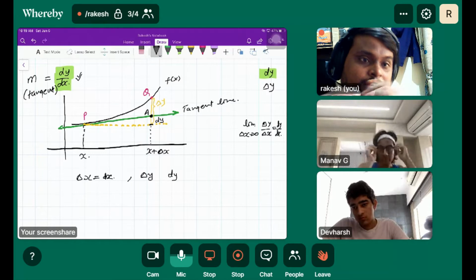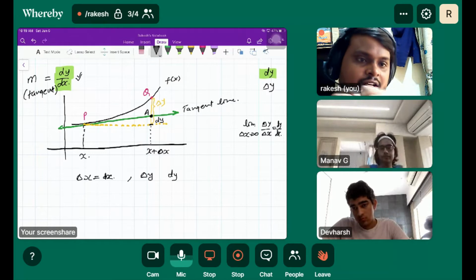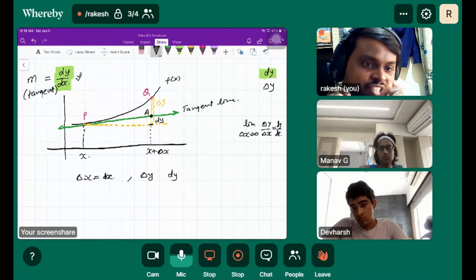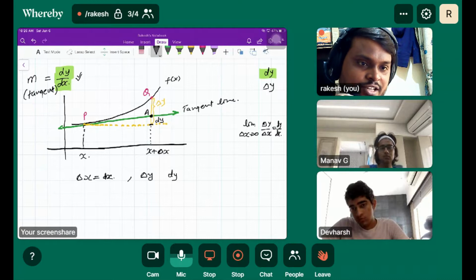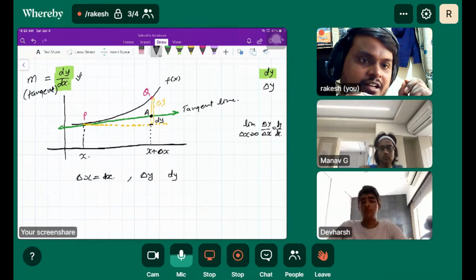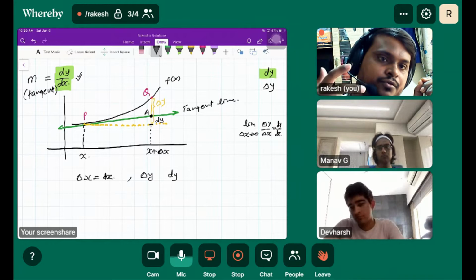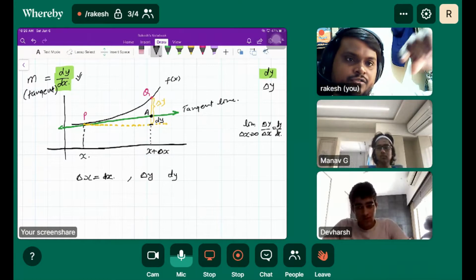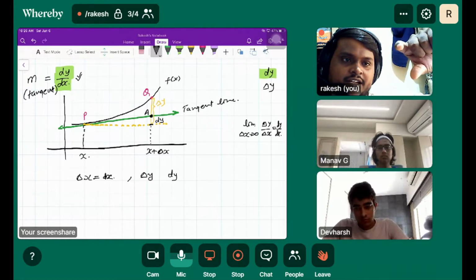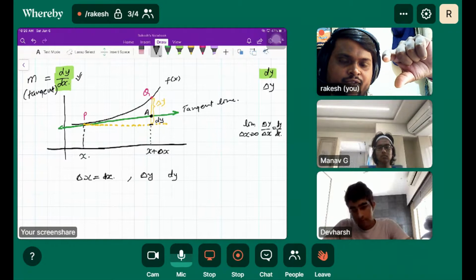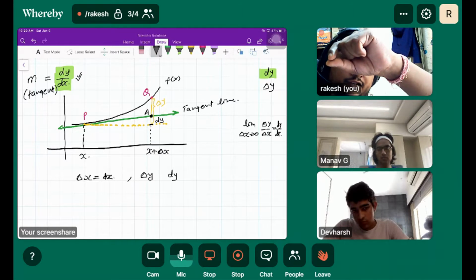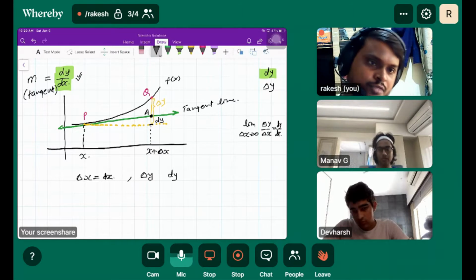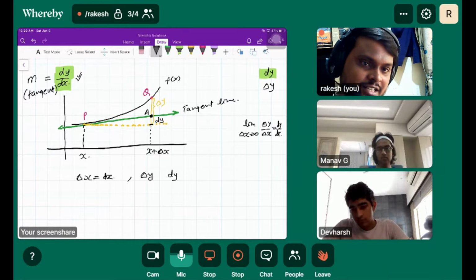But there is an error. What I'm trying to explain is that there is an error in calculating the derivative of the curve, meaning the change in the function, the rise in the function. That error is very near to zero, because if you reduce the size, see, we are starting with this size, and as you go along the curve towards P, the change is going to be smaller and smaller. So if you reduce the size, that's where the definition came from.